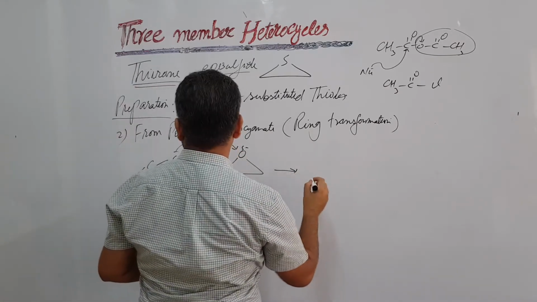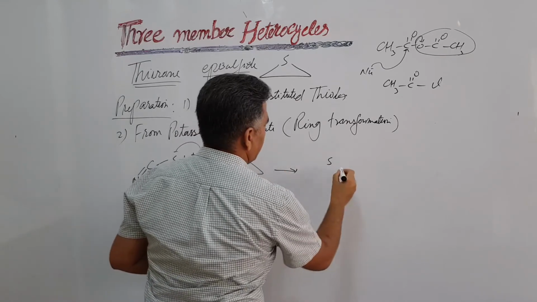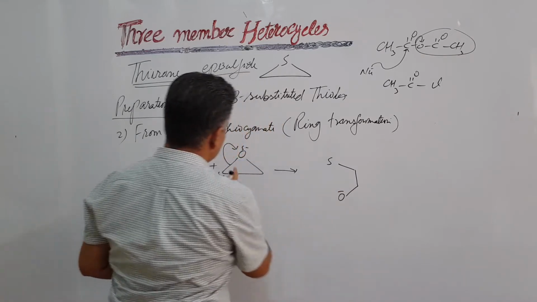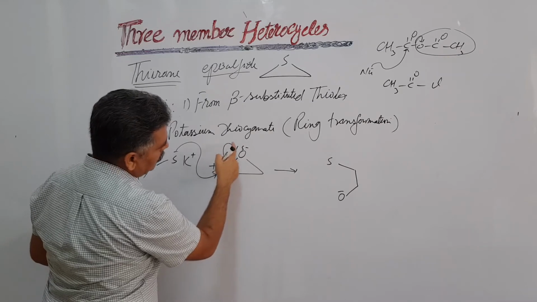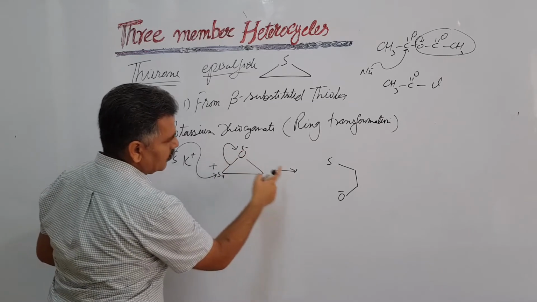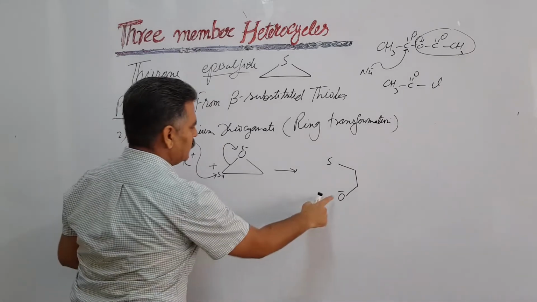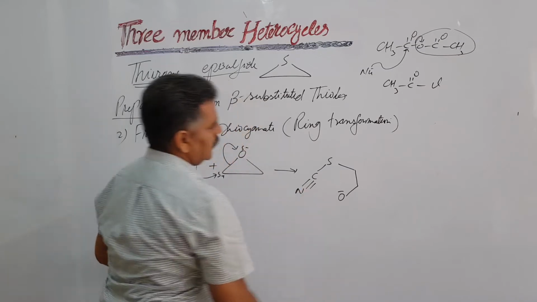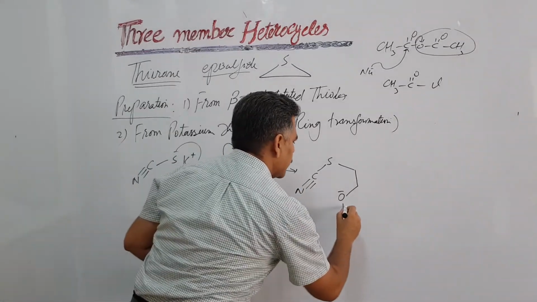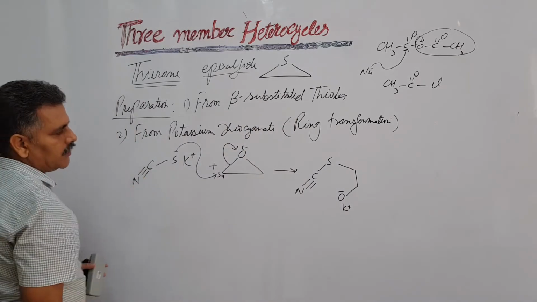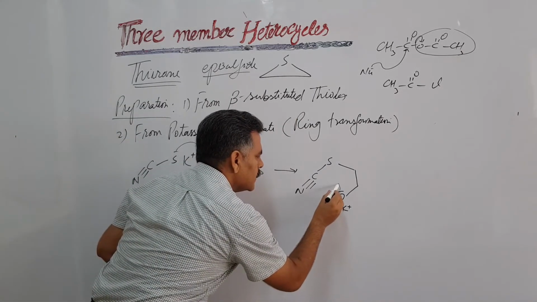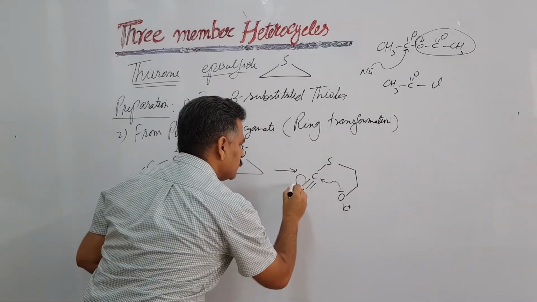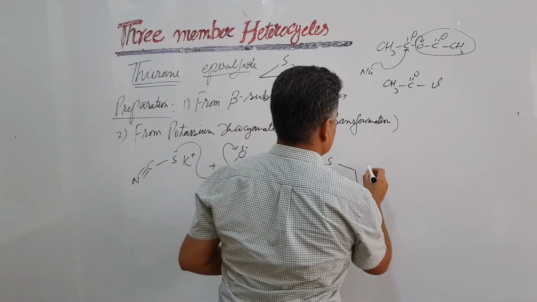So here we have S and then CH2 and then CH2. Here we have O. O will become negatively charged because as soon as this bond shifts here, these electrons will shift here, then oxygen will become negatively charged and sulfur is attached with carbon nitrogen. Okay, so K here because it is potassium thiocyanate and this negative charge sulfur then attacks at this carbon and double bond shifted to nitrogen.